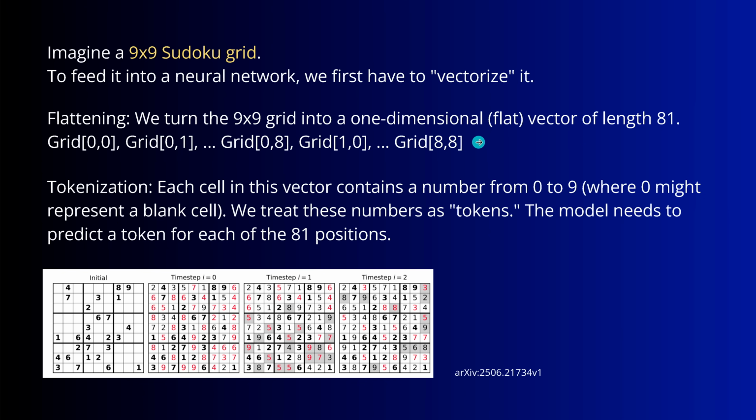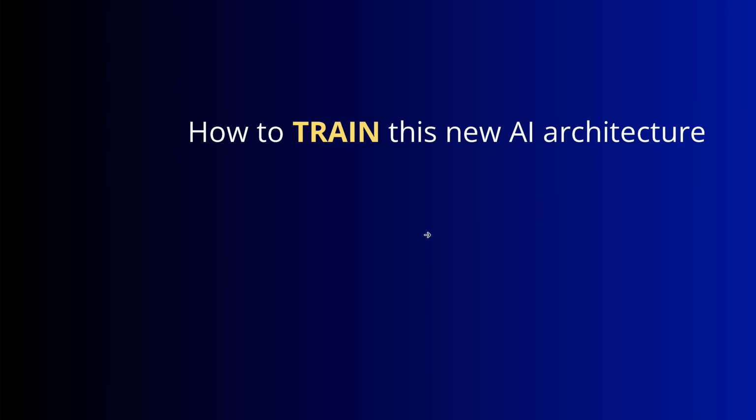And then, since we are talking about a transformer, we have to have the tokenization process. Each cell in this vector contains a specific number from 0 to 9, where 0 might also represent a blank cell. And then we treat these numbers as tokens, and the model needs to predict the token for each of those 81 positions. Look how easy it is to transform a Sudoku into a high-dimensional vector.